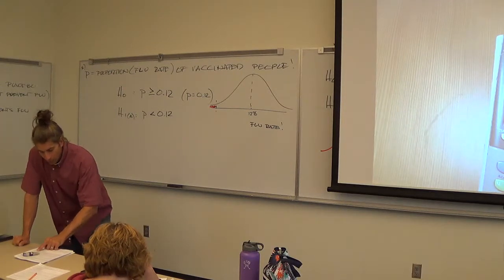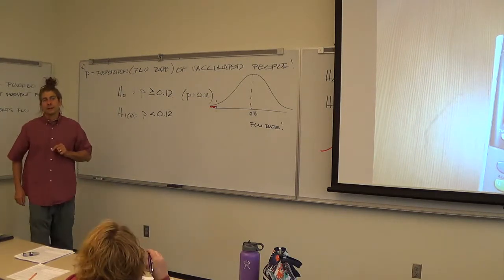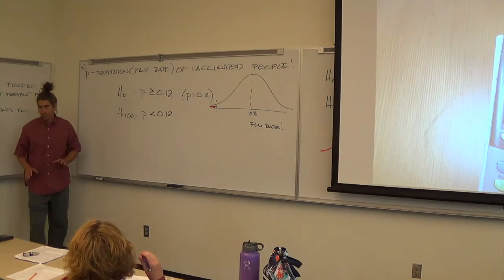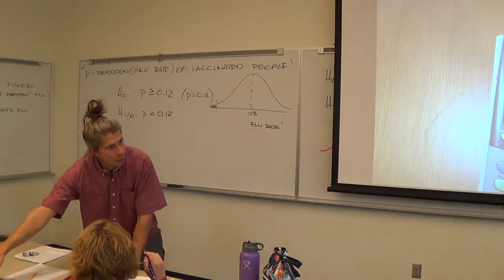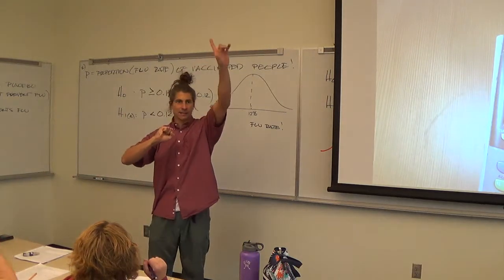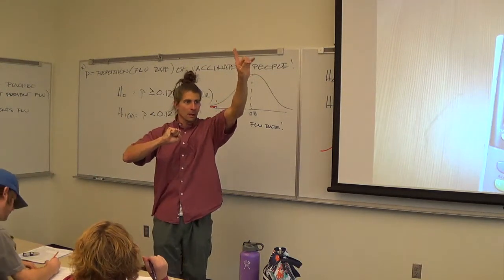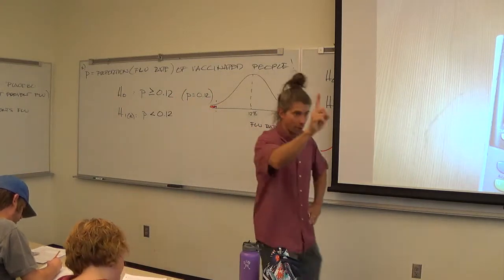What would a type 1 error be when this test is over? You say that the vaccine worked when it really didn't. We say that the vaccine works, but it actually doesn't. See why that's a type 1 error? It's a false positive, right? A type 1 error is a false positive.